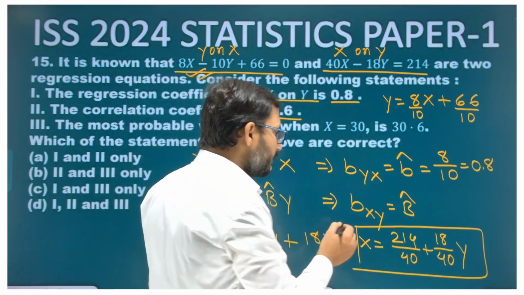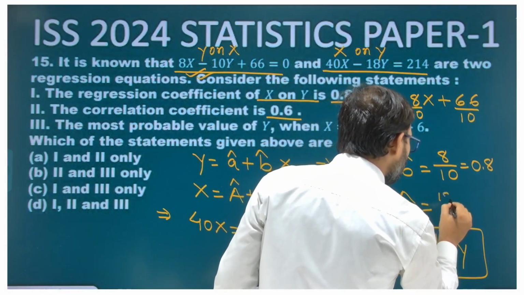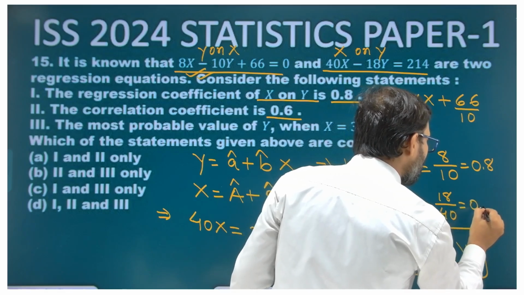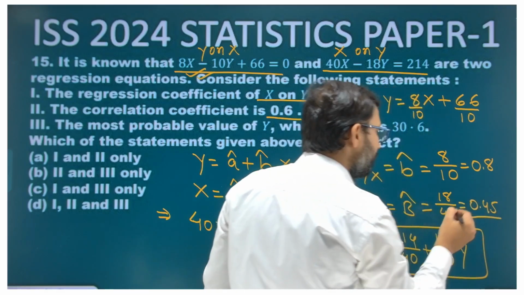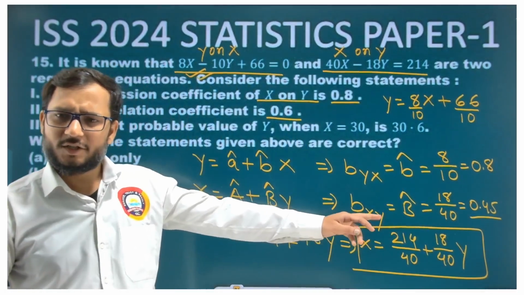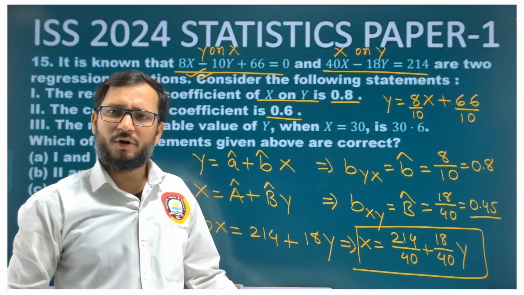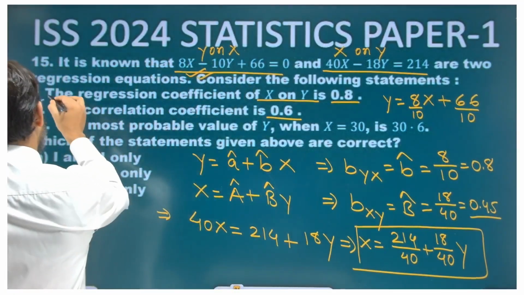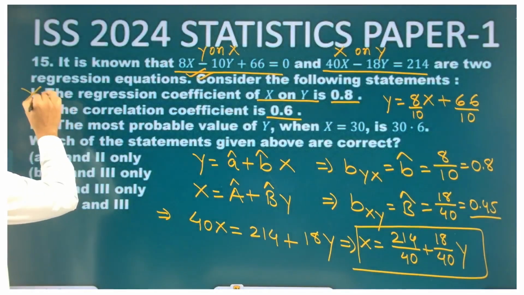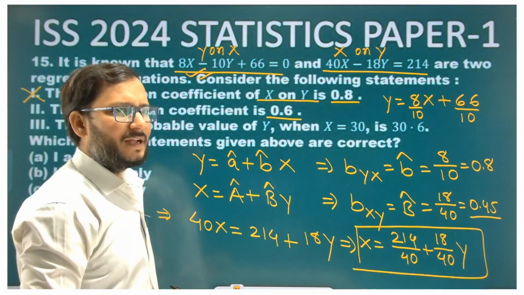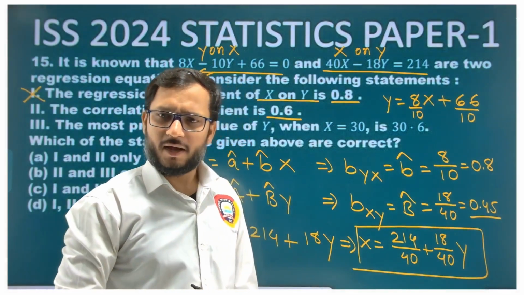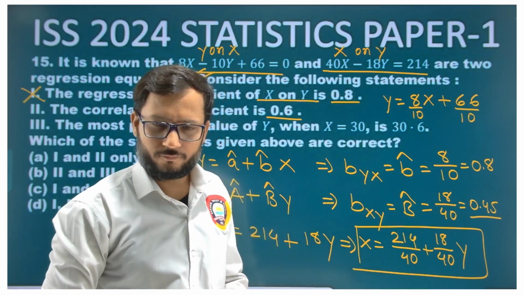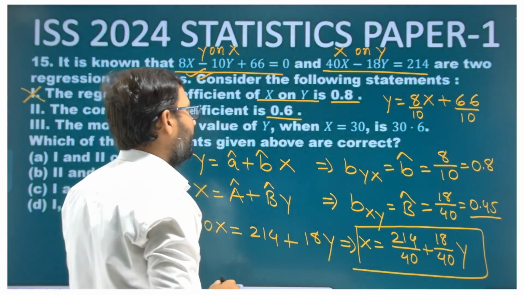So that means bxy is equal to 18 by 40. Now the value of this is equal to 0.45. You can find it very easily. So this is not 0.8, and this is equal to 0.45. That means the first statement of this question is wrong. The first statement, that the regression coefficient of x on y is 0.8, is not correct; it is actually 0.45. So this is the first.